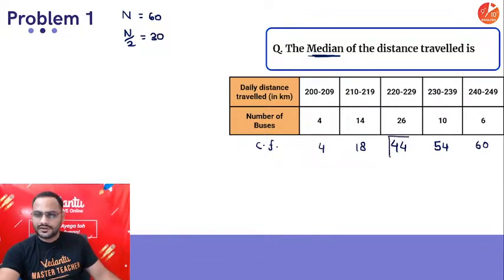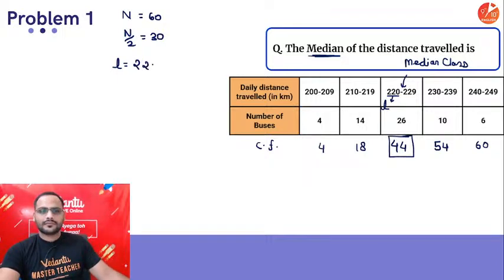Which cumulative frequency is just greater than 30? This is just greater than 30. So this is going to be my median class. So lower class limit, this will be called L. I got to know L is equal to 220. ठीक है. So frequency of this group will be F, and cumulative frequency of the previous group, CF, will be 18.